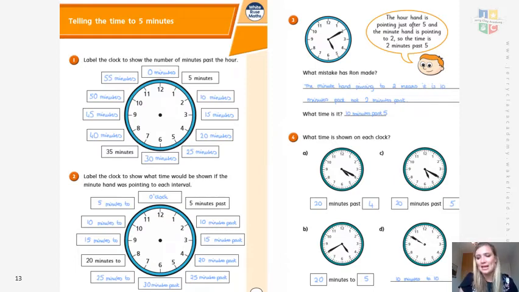It would actually be 10 minutes past 5, because the hour is still past the 5, but the minute hand is on the 2, which represents 10 minutes. So well done if you've got that one.